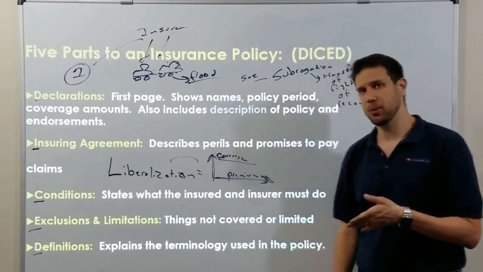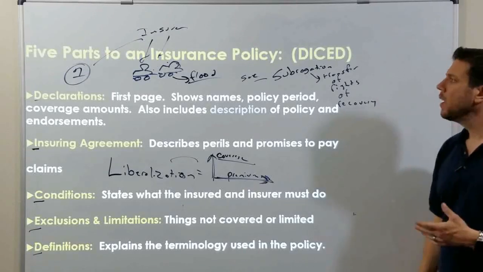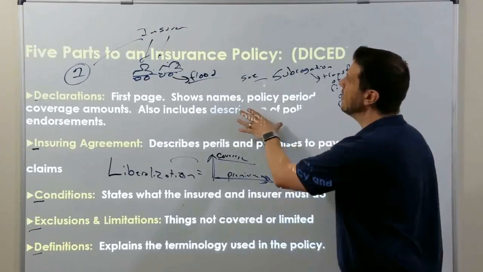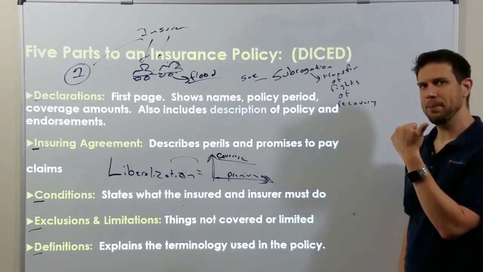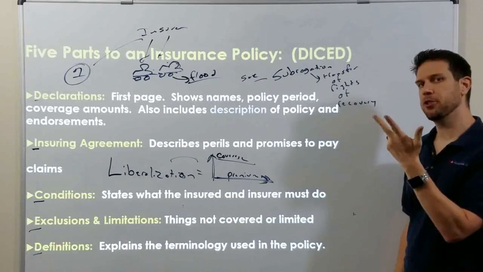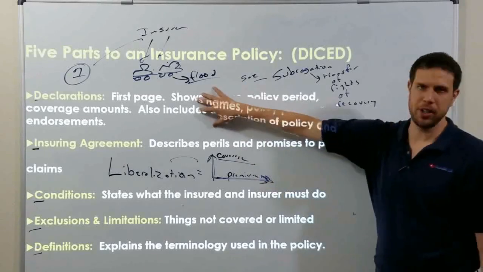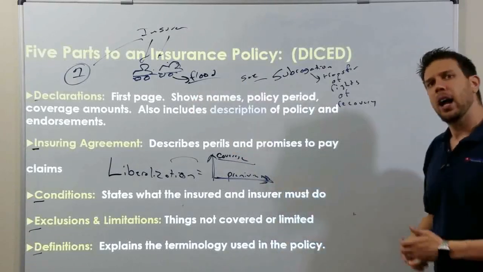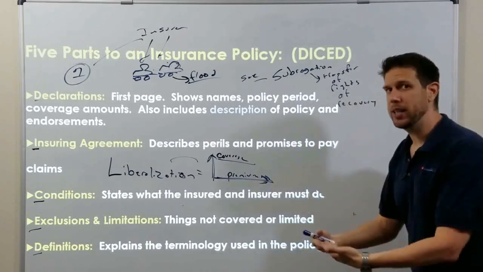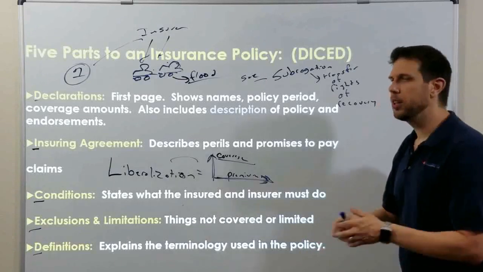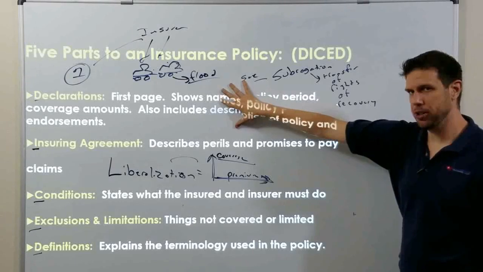So let's ask you some test questions. We'll start off easy, then we'll get difficult. Which of the following is not found on the declarations page of a policy? Insured's name, agent's name, insured's address, insured's social security number. You will not find their social security number on the dec page. Which portion of the policy describes the property being insured? And that is the declarations page. It describes what is being insured.